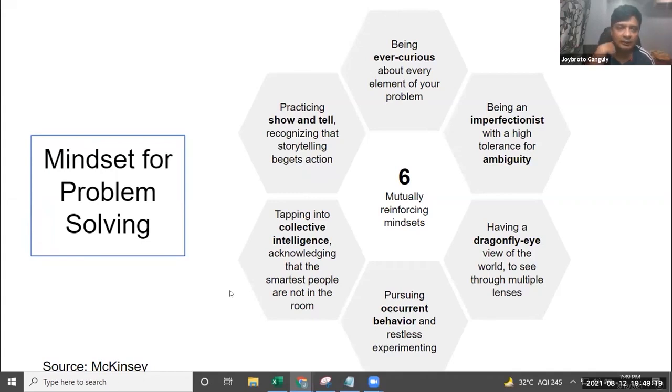So the way to become good at problem solving is being ever curious about every element of the problem. Being an imperfectionist, because it is very, very difficult to get a perfect issue tree on day one. You have to live with ambiguity. You don't know what you don't know. You have to have a dragonfly eye, which means a very top-down view of how you create your tree, and then keep iterating it to make it better and better. Pursuing concurrent behavior and restless experiment, right? Tapping into collective intelligence and practicing show and tell, showing this issue tree to people and doing it, right?